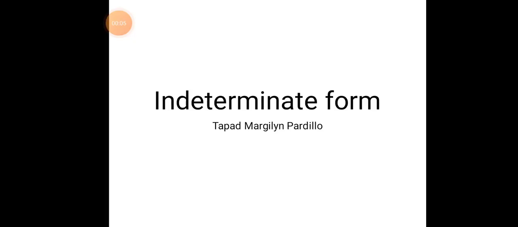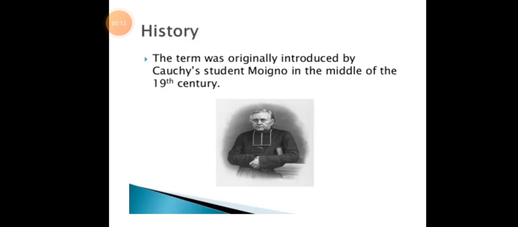So now I want to discuss indeterminate form. So what is indeterminate form? The history of indeterminate forms is about Cauchy's student Moigno. The term was originally introduced by Cauchy's student Moigno in the middle of the 19th century.